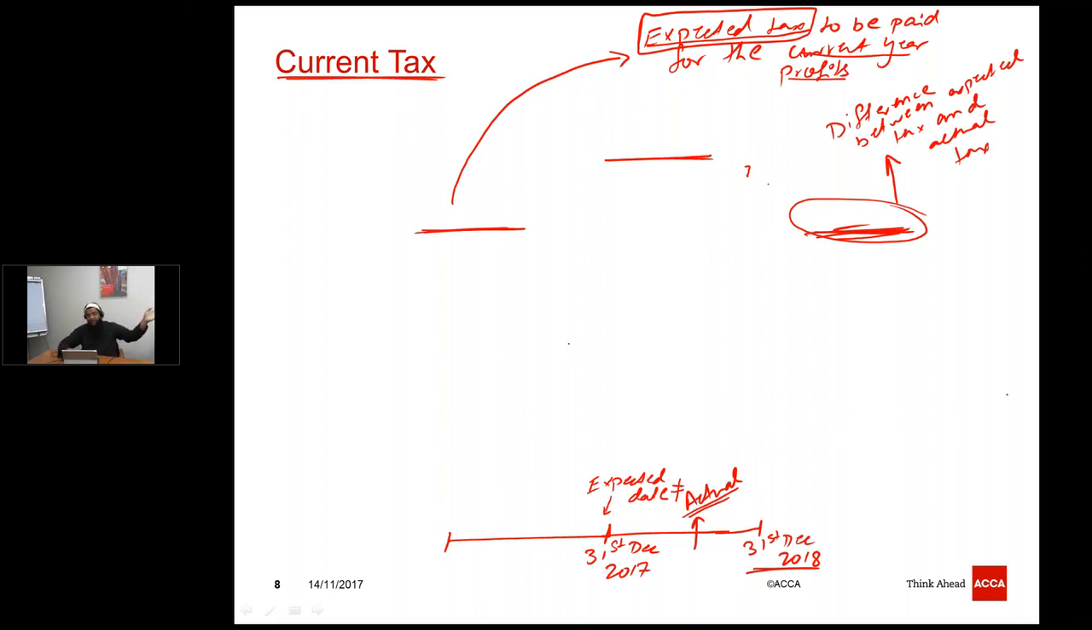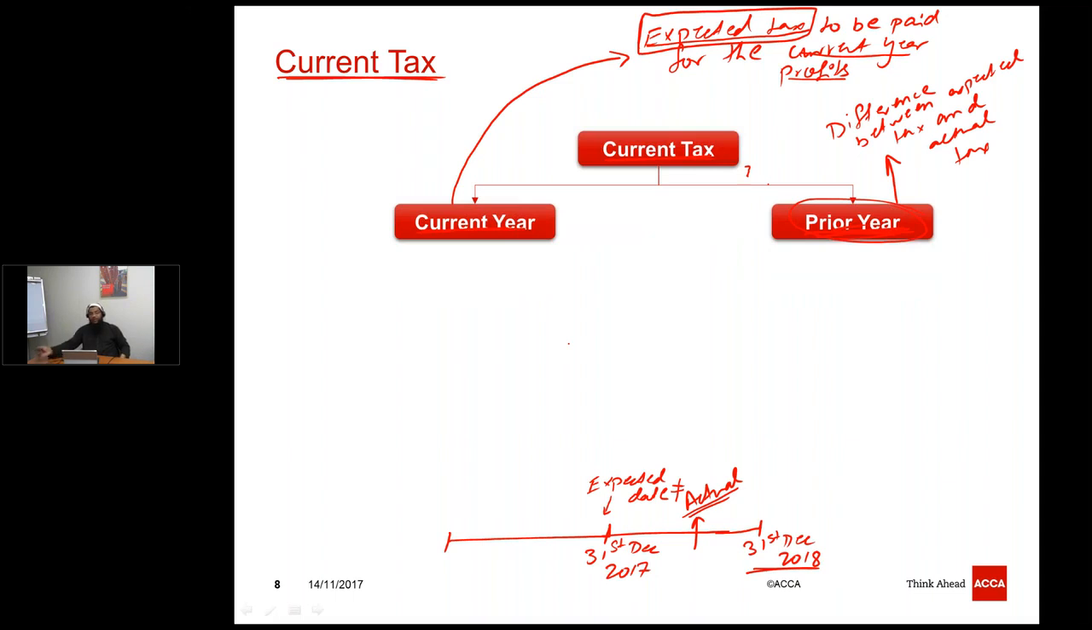So for 2018, this is a tax which relates to the prior year. That's why we are calling this a prior year current tax. This was a current tax, but this does not relate to the current year. This actually relates to the prior year.